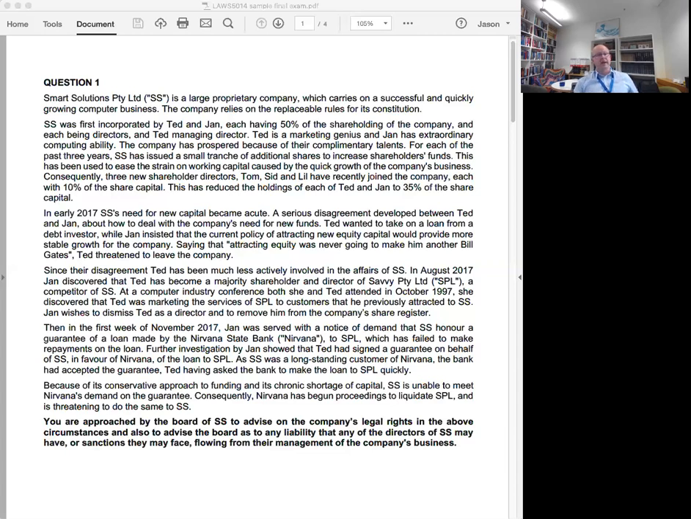So it could be that you're passing a special resolution and the effect of that special resolution is oppressive, unfairly prejudicial or unfairly discriminatory against the minority. But oppression in the statutory sense is much broader. So it can be totally lawful, but we're just looking at the effect of it on the minority shareholders.